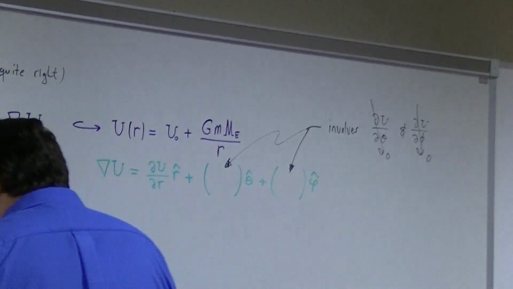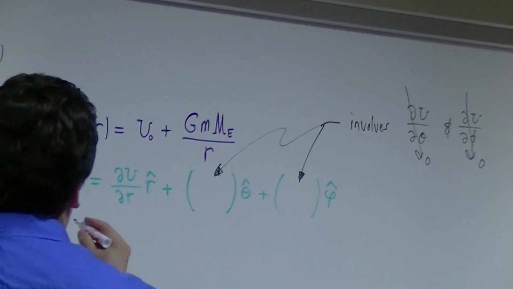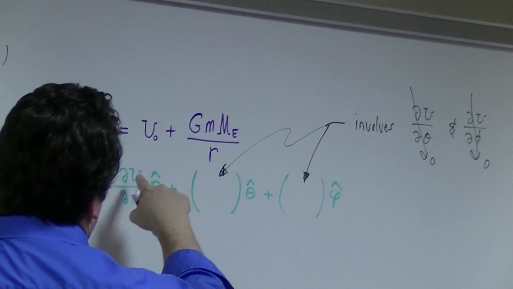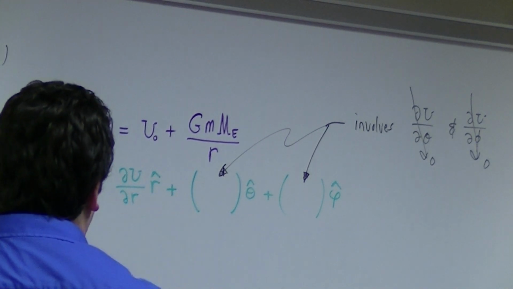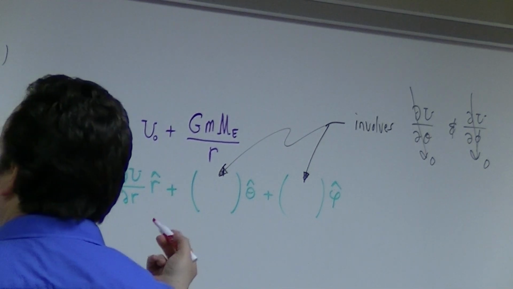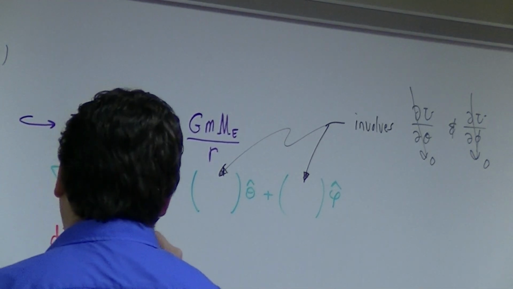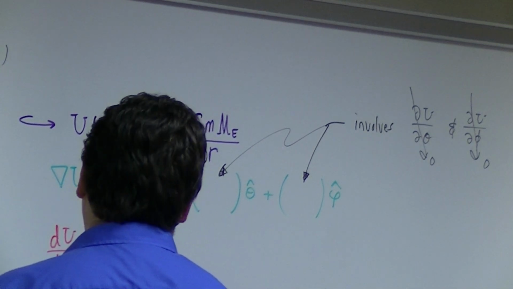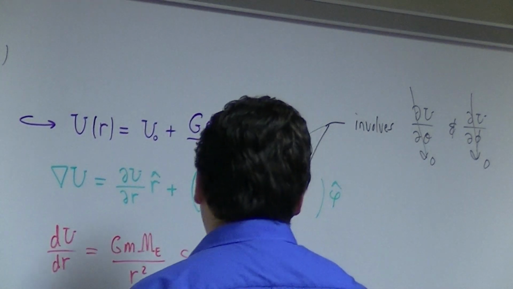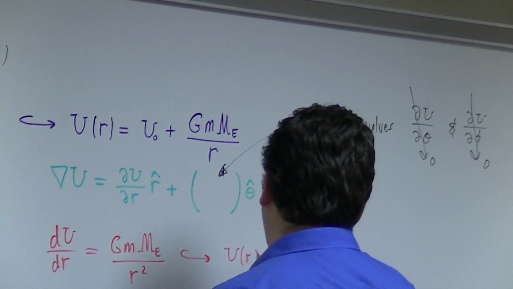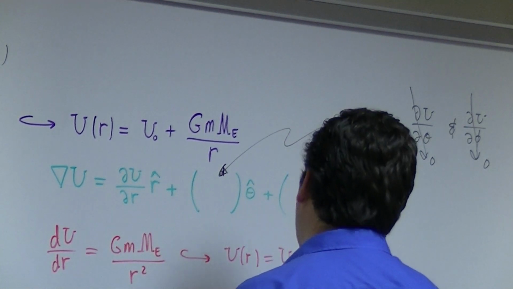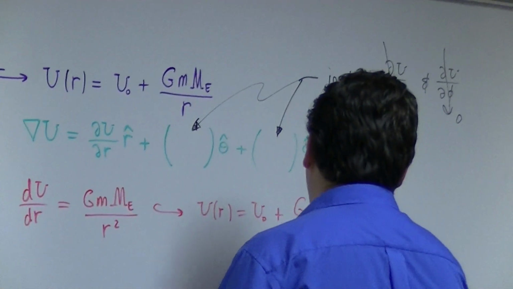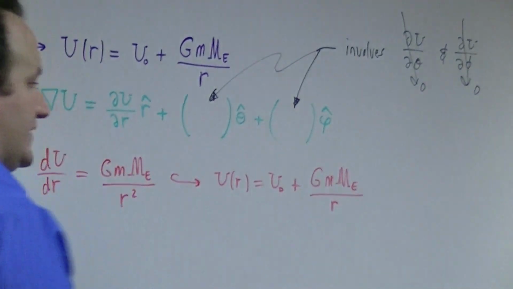Basically, we just have to solve this problem of one-dimensional calculus, namely that if U is only a function of r, then partial U, partial r is dU dr. So we just have to solve dU dr is equal to G m, big M, over r squared. You integrate both sides, and you get the U that I just wrote down. And there you go, there's a derivation of the gravitational potential energy.